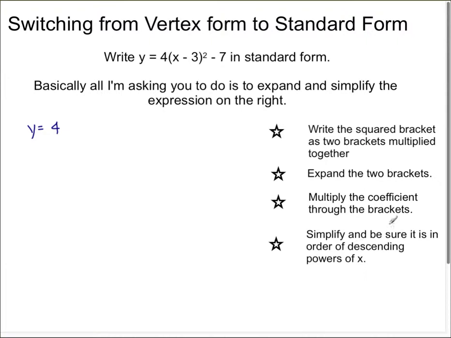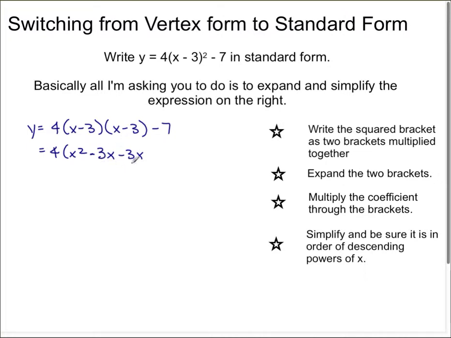Now, let's look at the steps that I've got marked over here. It says write the squared bracket as two brackets multiplied together. So we've got x minus 3 times x minus 3. And then we get the negative 7 on the end. Now we're going to multiply those brackets out. So x times x is x squared. And then x times negative 3 is negative 3x. Negative 3 times x is negative 3x.